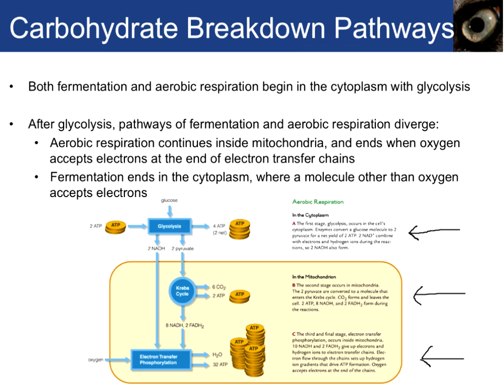The electrons flow through the chains and set up hydrogen ion gradients, like the ones we saw before in photosynthesis, and these hydrogen ion gradients drive ATP formation. And then finally, oxygen accepts the electrons at the end of the chain and forms water. So we're going to now go into more detail on each of these steps.